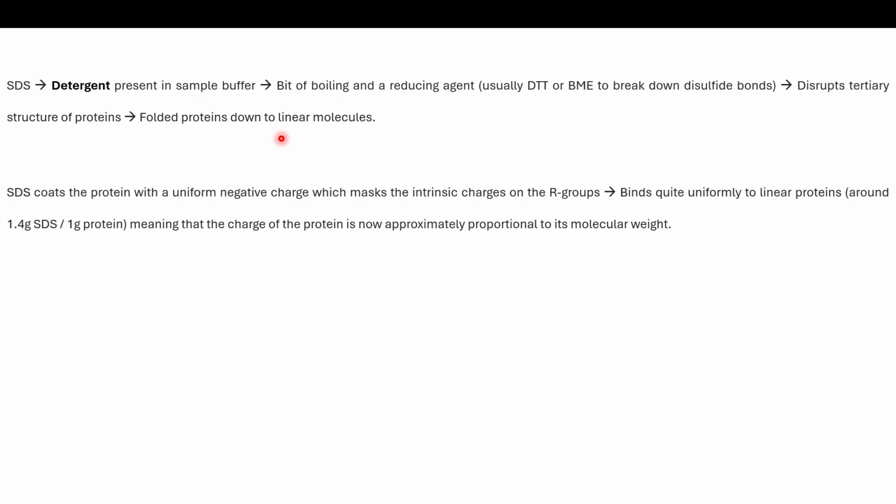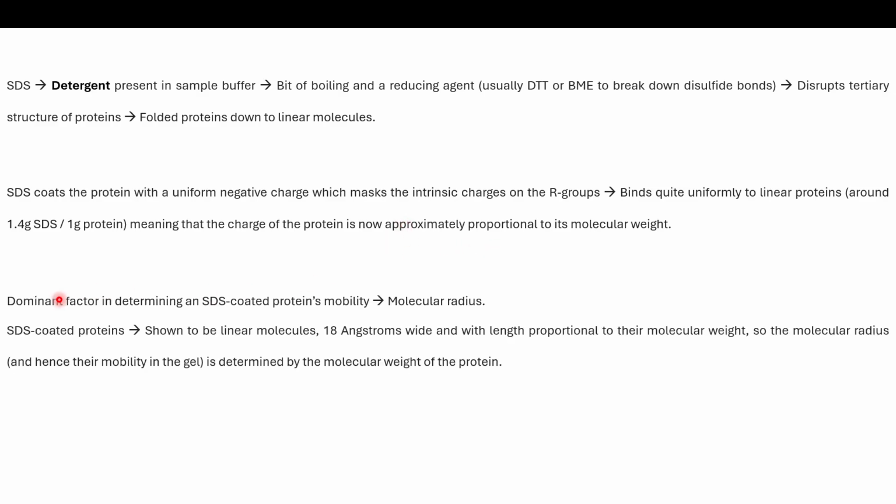So SDS coats the protein with a uniform negative charge, which masks the intrinsic charges on the functional groups or R groups, and it binds quite uniformly to linear proteins. Around 1.4 grams of SDS binds to 1 gram of protein, which is almost the same level, right? Meaning that the charge of the protein is now approximately proportional to its molecular weight.